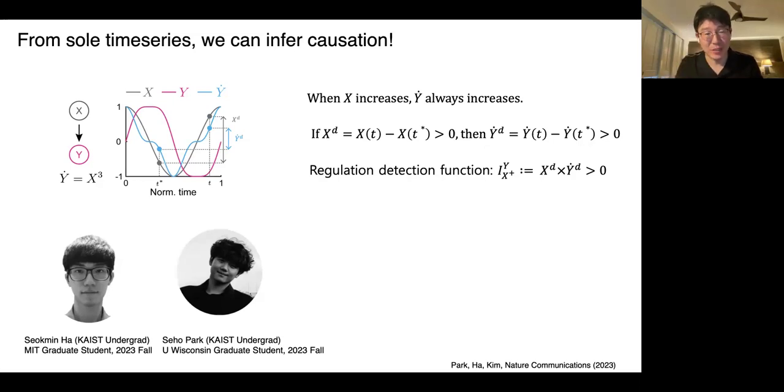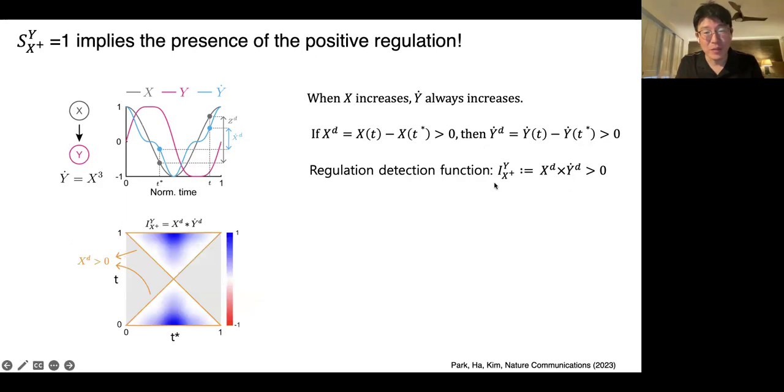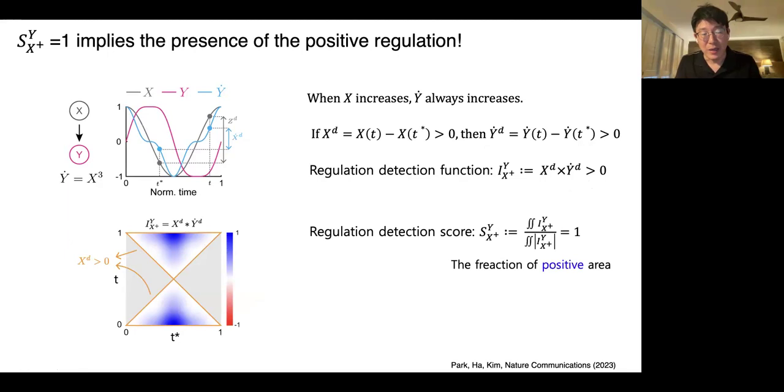We call this the regulation detection function. And if we draw this regulation detection function at the domain where x_t minus x_t star is positive, then you can see that it is always blue. That means it is always positive. Then we calculate the regulation detection score, which is the integral of this regulation detection function normalized by the integral of its absolute value. So this indicates the fraction of the positive area of this function. So in this case, it should be 1.